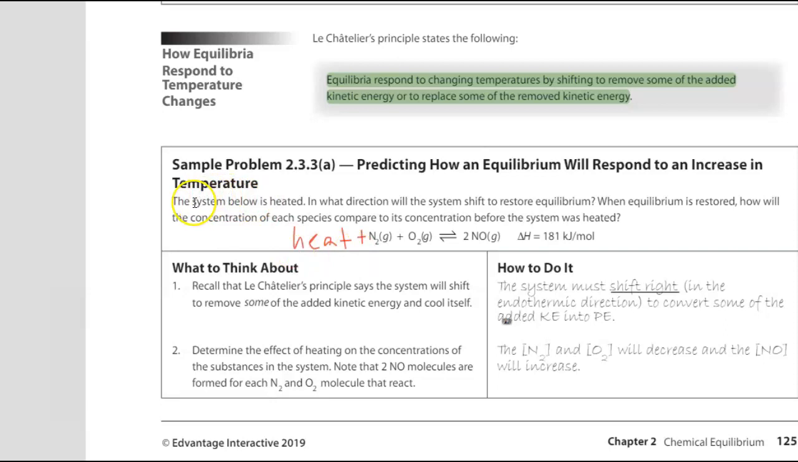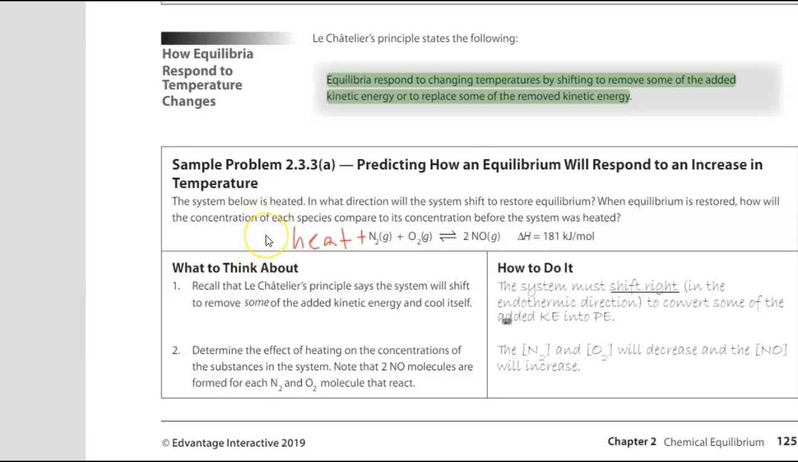All right, so it says here the system is heated, the temperature is going up. In which direction will the system shift? And when equilibrium is restored, how will the concentration of each of the species compare to what they were originally? All right, so if this system is heated, we know that the system will shift in such a way to remove some of the additional heat.